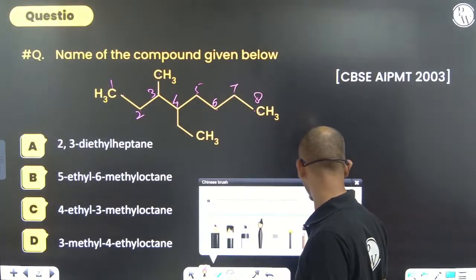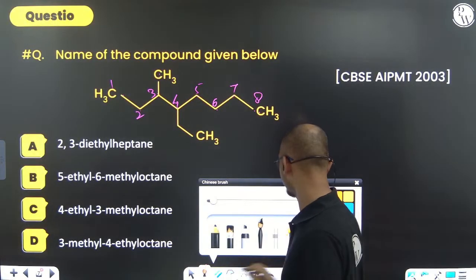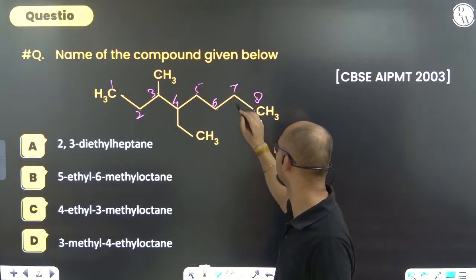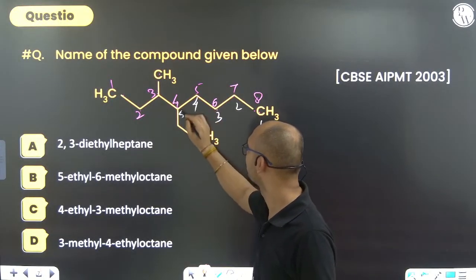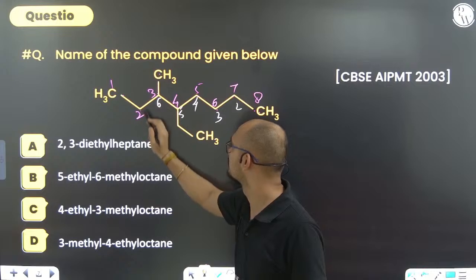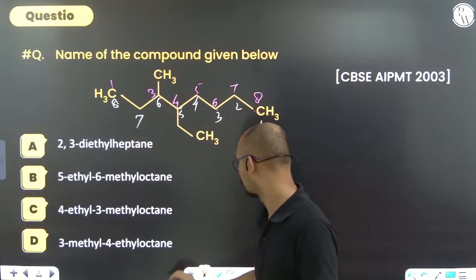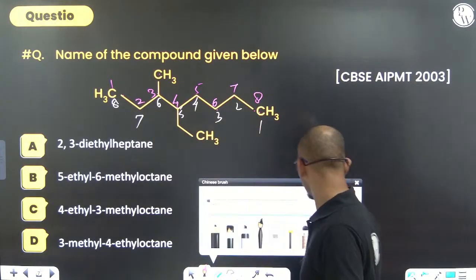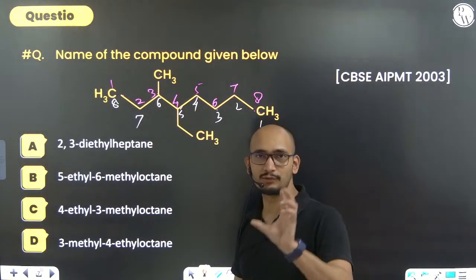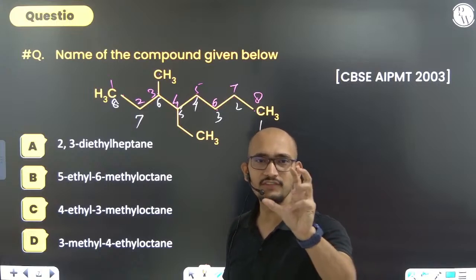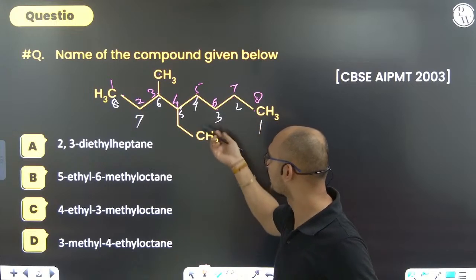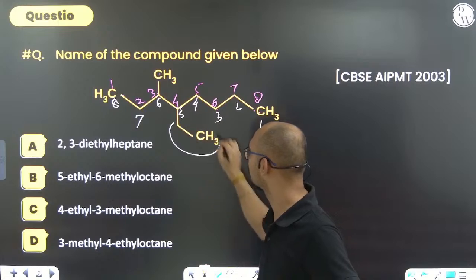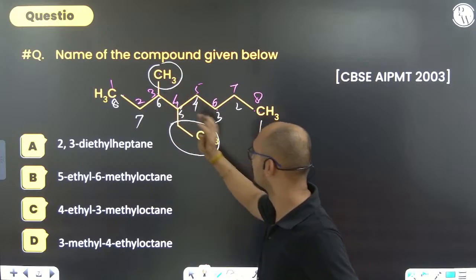From where should we go? Let's see. If I go like that, or I can go like that. 1, 2, 3, 4, 5, 6, 7, 8. So either I can go like that, or like pink, or like white. So what is the rule? The rule is the minimum summation of the locants. Where are the locants? These are, one is methyl, one is ethyl. These are the two different substituents.